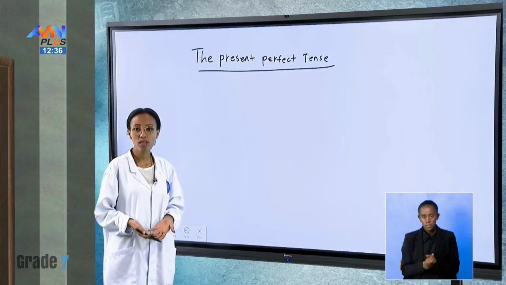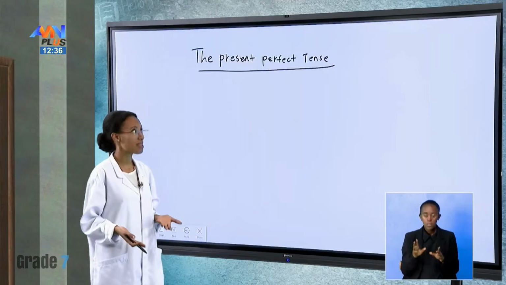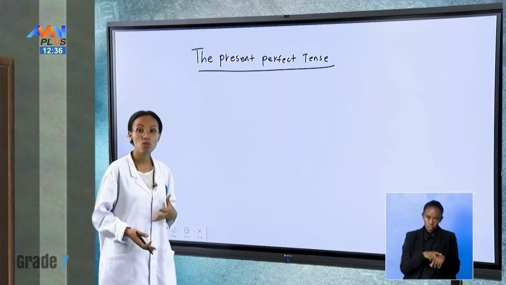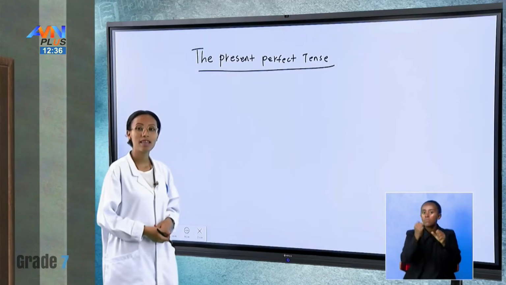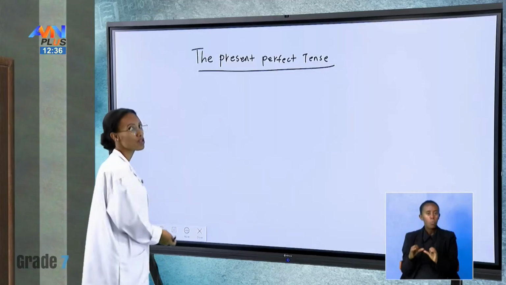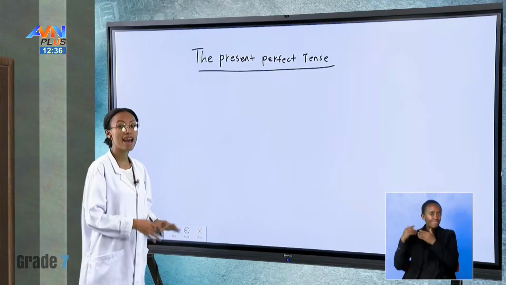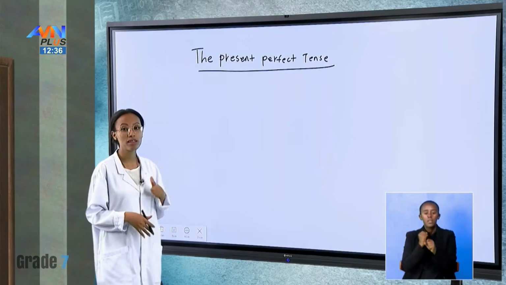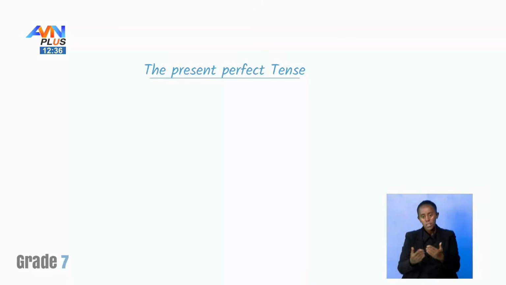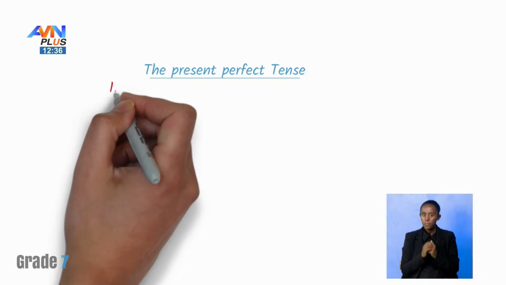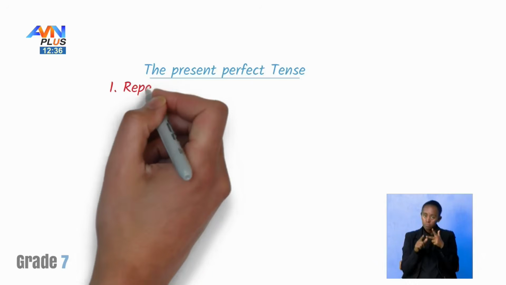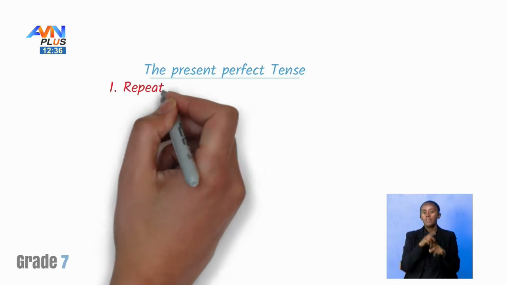So what did we say is the present perfect tense? The present perfect tense is a tense that shows an action that started in the past and still continues to the present, or an action that started or completed in the past but has a consequence to the present time. We said there are three main ways of using the present perfect tense. The first one is what?